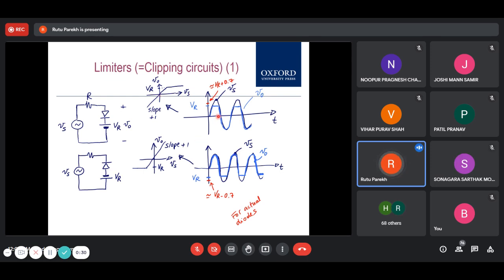Okay, so for this negative cycle, you will see that your output is following the input. Black is the input, blue is the output. Okay, so जैसा input है वैसा ही output है. So in case you have this line, it means that for whatever the input is on the x-axis, you will have the same output. Okay, that is one thing. This is for an ideal diode.